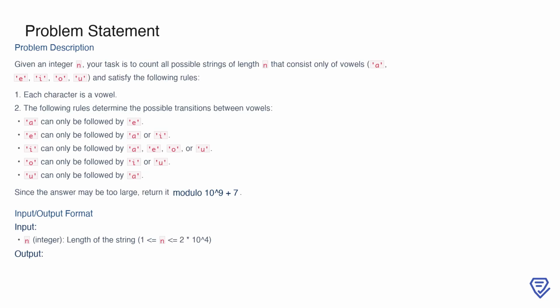In this problem, we're tasked with counting all possible strings of length n that consist only of vowels. The vowels are a, e, i, o, and u. However, there are specific rules that govern how vowels can follow each other.